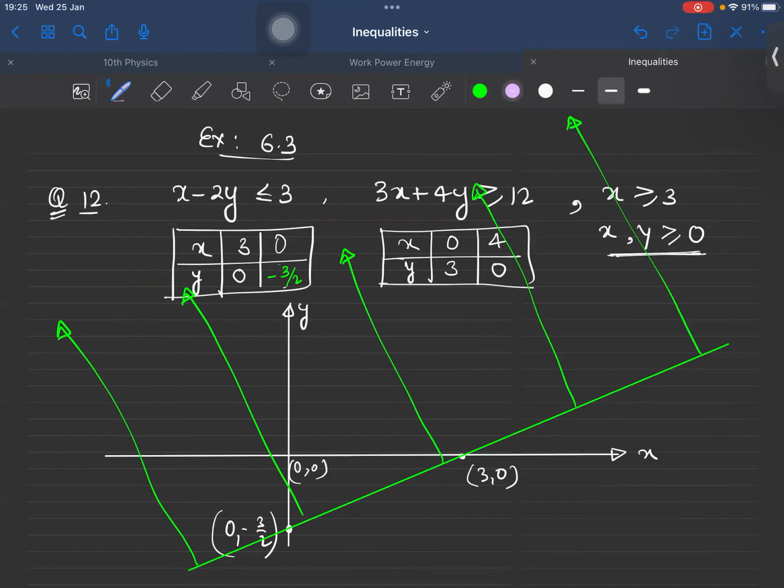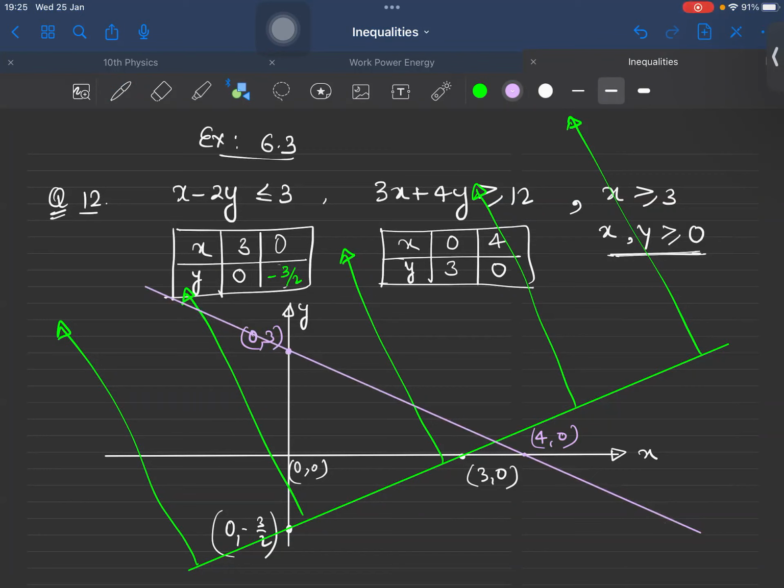Okay, very good. Now let's plot the second one. If x is equal to 0, y is equal to 3. Very good. So if x is equal to 0, y is equal to 3, somewhat around here. So 0, 3. And if y is equal to 0, x is equal to 4. So somewhat around here. Let's say here. So 4, 0. Okay, so let's plot the straight line. I'll extend it a little bit.